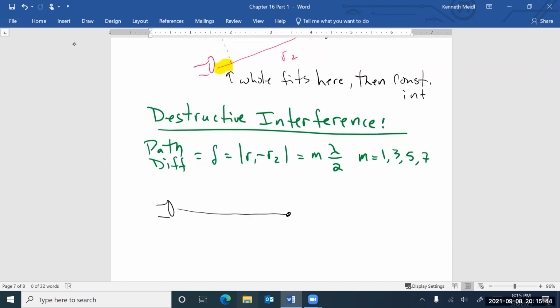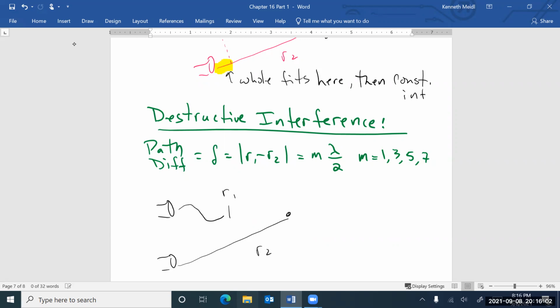And we've got the spot here. So here's path 1, and we've got a speaker down here. Here's path 2, and path 2 is a little bit longer. And so, let's say that a whole wave fits right here.